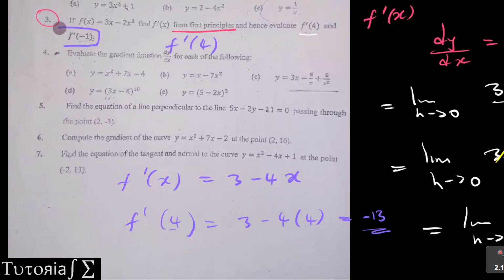Okay, then f prime of negative 1, again where there is x, we put negative 1, so this is 3 minus 4 times negative 1, which simplifies to 3 plus 4, which is equal to 7. Okay, so done with that question. So that's question number 4.